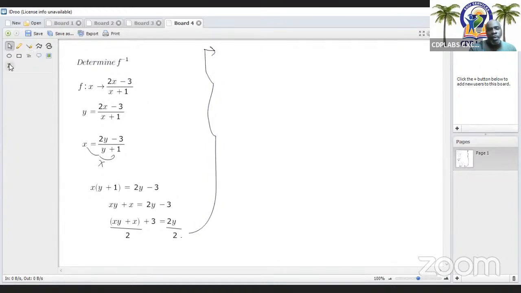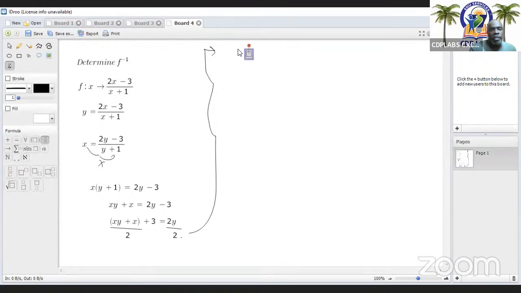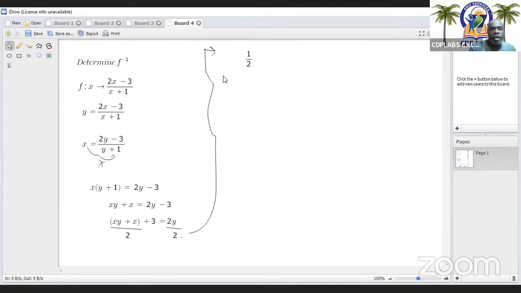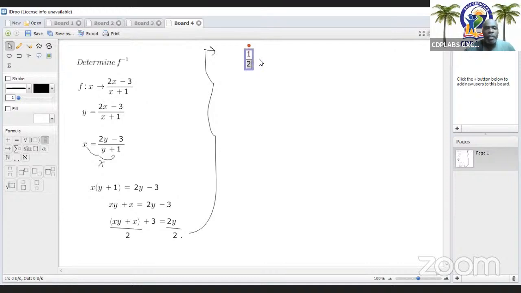Then we have, basically, we want to put half with x, by dividing by 2, which is a half of the bracket x, y plus x, close bracket, plus 3, and now we have y by itself.